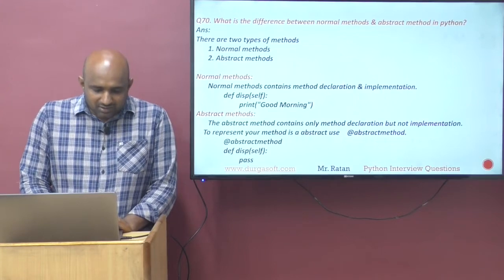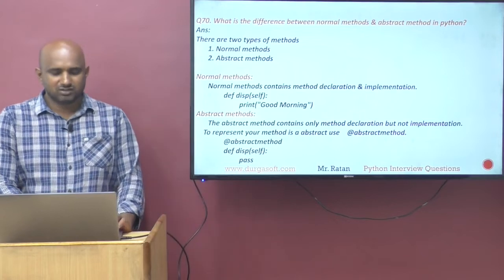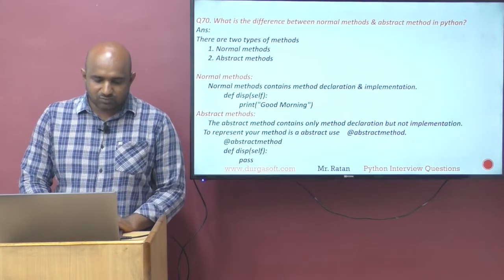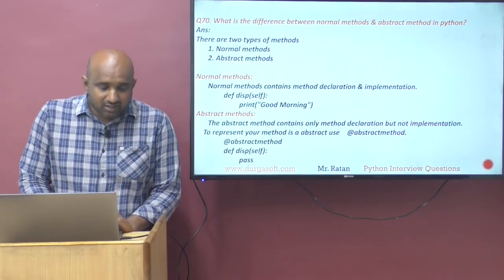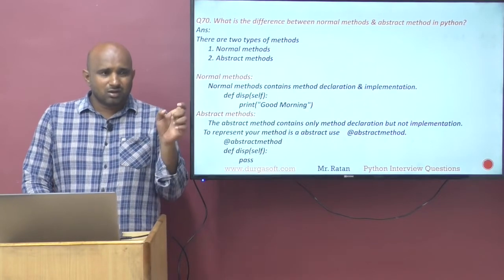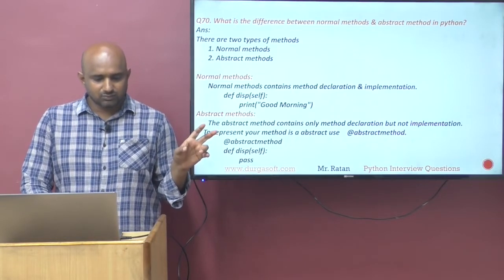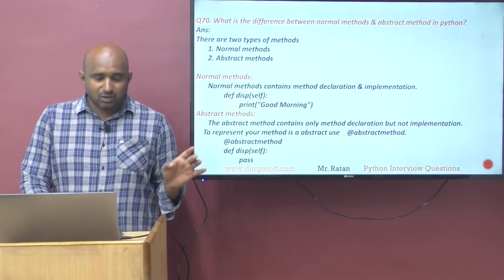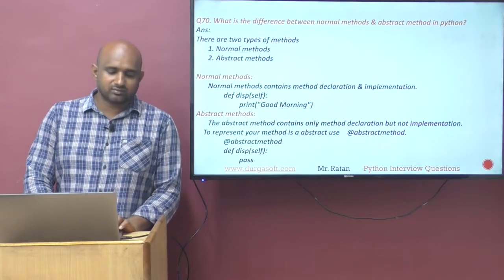To represent that your method is abstract, use the @abstractmethod qualifier. Generally we call these qualifiers. Because the abstract method contains only method declarations but not implementations, simply make it pass. To represent that your method is an abstract method, we need to use the @abstractmethod qualifier.